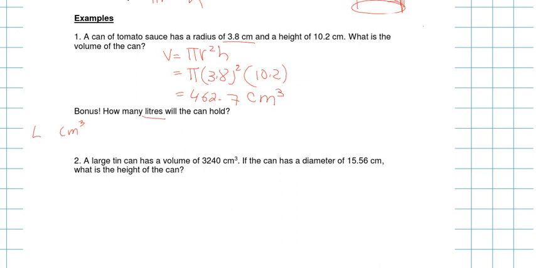So every 1 liter is equivalent to how many centimeters cubed? If you read this, you're reading it as 1 liter is equivalent to 1,000 centimeters cubed. Do you guys see it? At the bottom here, it says liters, centimeters cubed, 1,000. So that means 1 liter is equivalent to 1,000 centimeters cubed. That's what it means, and that's how you read this.